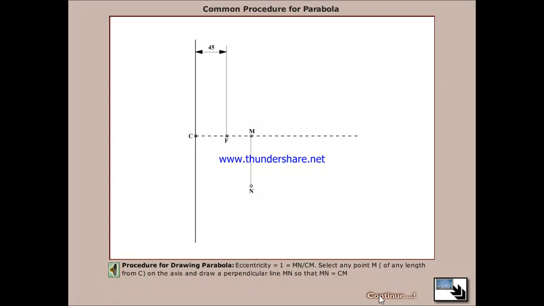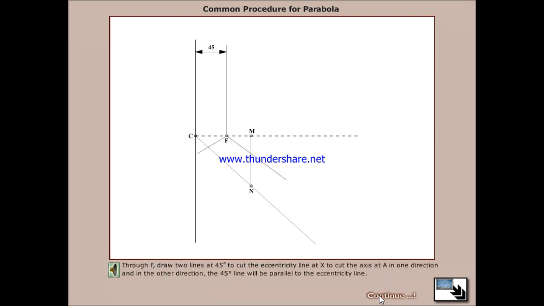Procedure for drawing a parabola. Eccentricity is equal to 1, that is equal to MN by CN. Select any point M of any length from C on the axis and draw a perpendicular line MN so that MN is equal to CN. Join CN and extend it. This is called the eccentricity line.